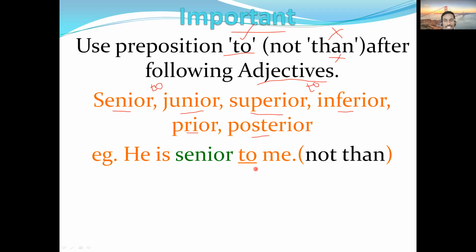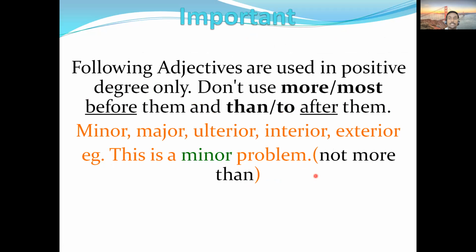So he is senior to. Many people make a mistake here by using than, but that is not correct. She is senior to me, he is junior to me, he is superior to me, he is inferior to me. He is prior to me, posterior to me, not than in all examples.